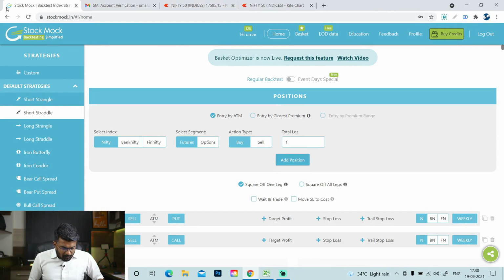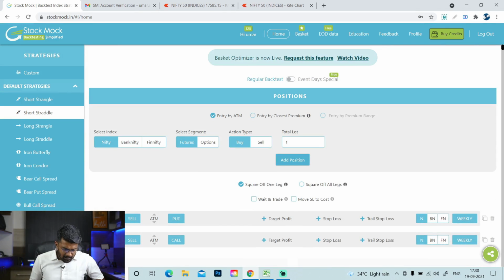So on behalf of you, for the benefit of our subscribers, I have taken a subscription, and we will try to backtest maybe Straddle, Strangle or even Iron Fly for the last 1 year, maybe Nifty and Bank Nifty, and we will see how it has performed, right? So this is the website. The website is called stockmock.in. As I told, I will leave the link in the description below. If you want, you can go and subscribe to it.